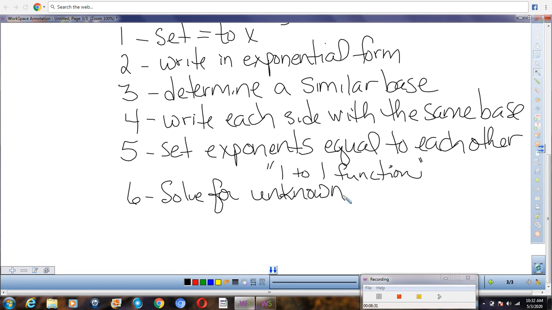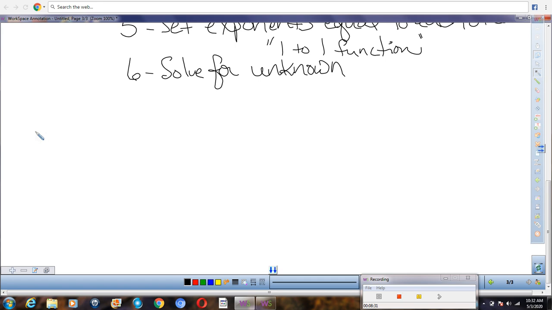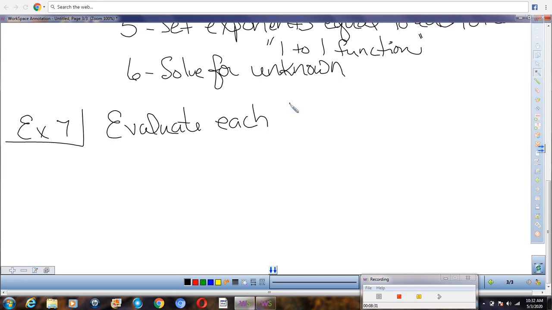So this is the last portion of your worksheet today. Let's begin with our first example. Let's see how these steps come into play. So here's example 7. I'm going to ask you to evaluate each log. And again, I'm looking for these steps. I know you can type it into a calculator. That's not what I want. I want to see these steps because we're going to need to use these steps in the future to solve equations, which your calculator can't help you with.